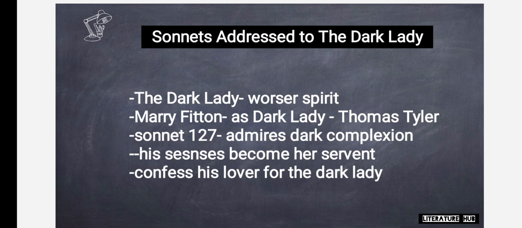Sonnet number 127 talks about the beauty of the Dark Lady. The poet admires the dark complexion of the lady and especially her black eyes. The Dark Lady is playing piano and the poet gets envious of her.